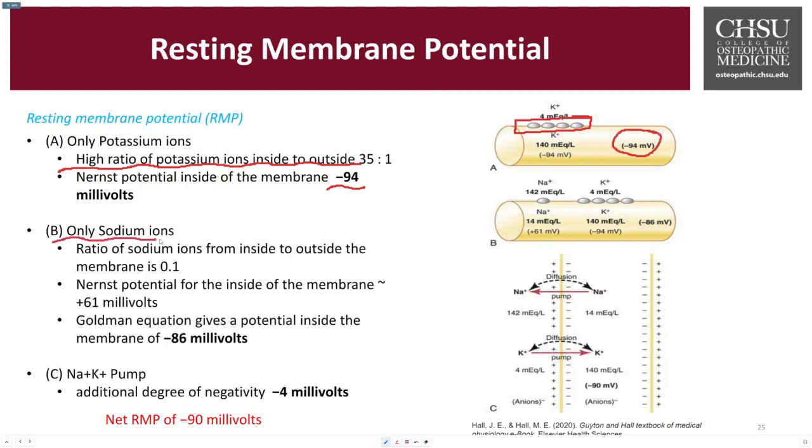If only sodium ions play the role, and you take into consideration the ratio, it's 142 over 14, that ratio is 0.1. And when you plug in the Nernst equation for the inside of the membrane, you would generate 61 millivolts. You combine the potassium and the sodium, you will generate negative 86 millivolts. However, we also need to consider the NaK pump's contribution, which is about negative 3 to negative 4 millivolts. And so when you consider the movement of 3 sodiums to the outside for every 2 potassiums coming in, the net RMP is about negative 90 millivolts.